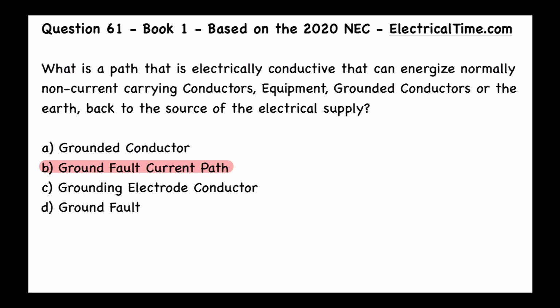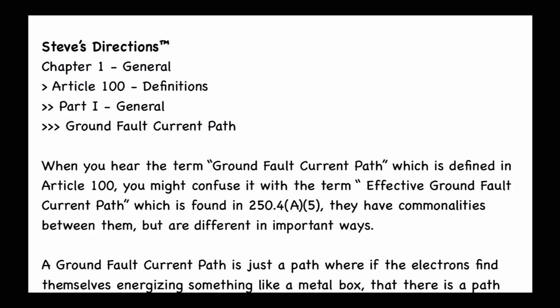All right, let's take a look at how we solved this problem. So we found out that this is going to be an Article 100 definition, and that's within Chapter 1 General. And then we look at the parts, and we see Part 1, which is also called General. And then we find the definition for ground fault current path.